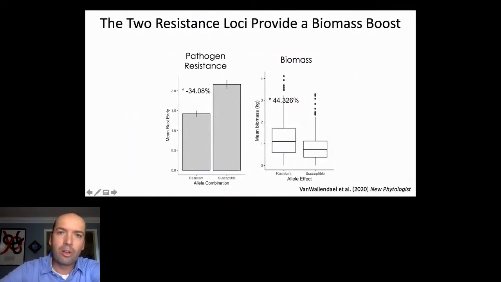These 2 loci together contribute to about 34% of the variation in pathogen resistance, and they also contribute to about 44% of the difference in biomass. So there seems to be a locus that either directly contributes to differences in biomass by preventing rust infection, or is linked to another gene that contributes to biomass. We don't really know what's causing that, but this is a locus that you could imagine breeders would want to select upon.